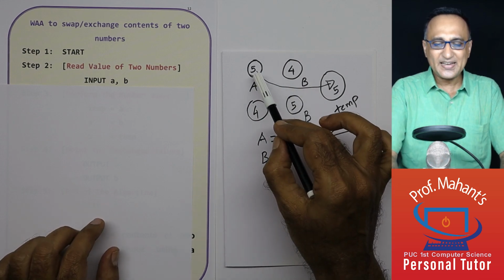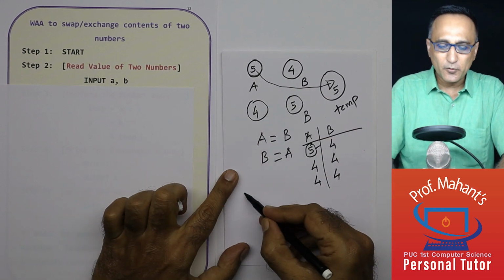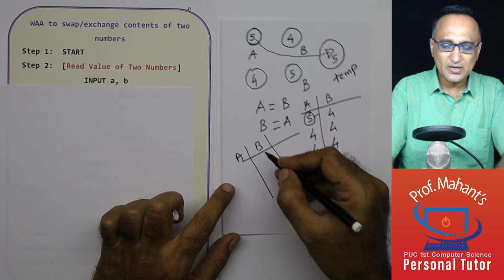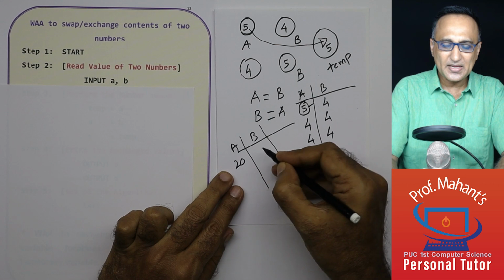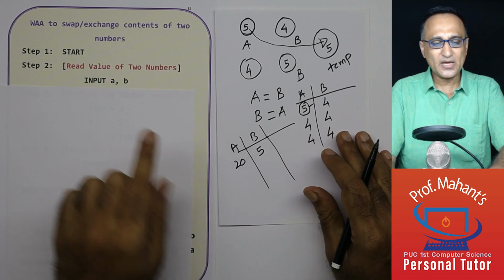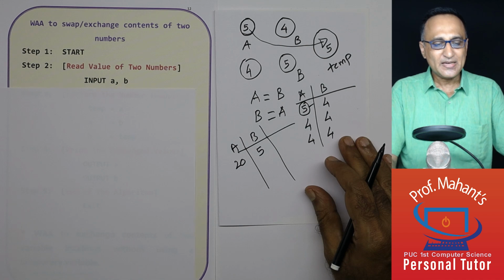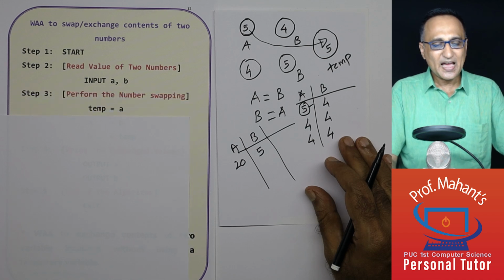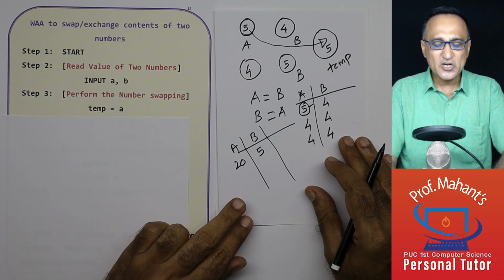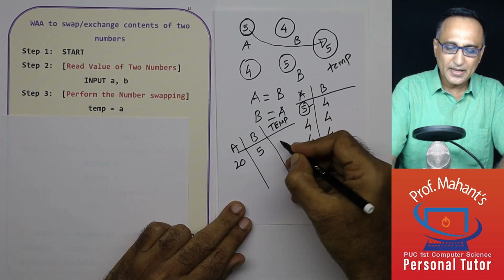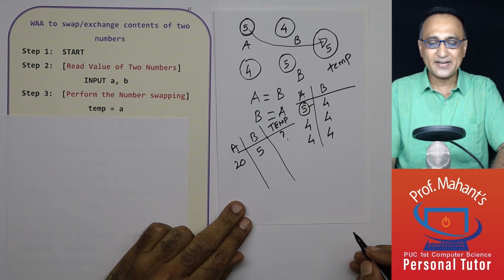So let us say A takes, we'll give a different value. Let's say we do A and B. This is A and this is B. Let's say A is 20 and B is 5. When I input, A becomes 20, B becomes 5. Next step, what I am doing is certain exchanging. I am taking another variable called temp. Temp initially, I do not know what it contains.